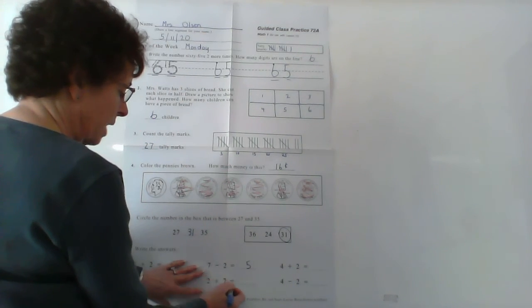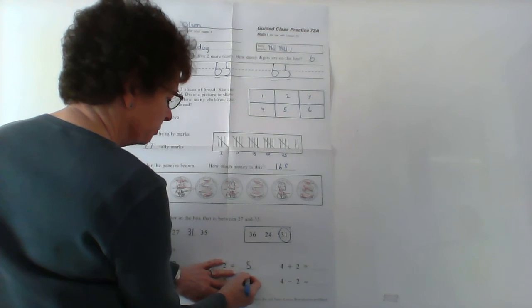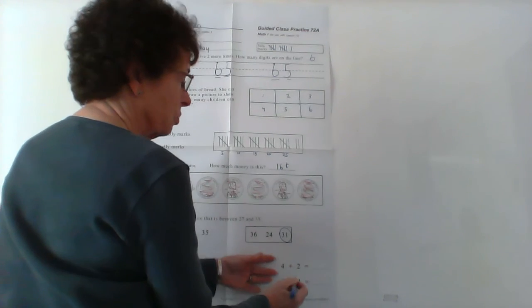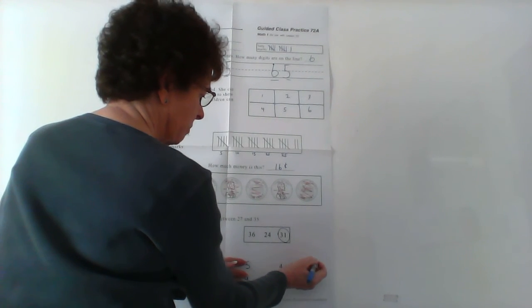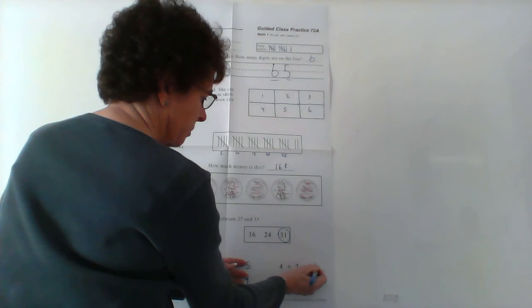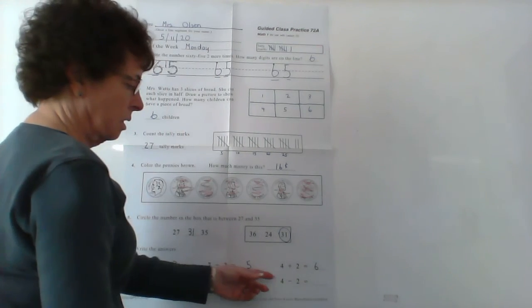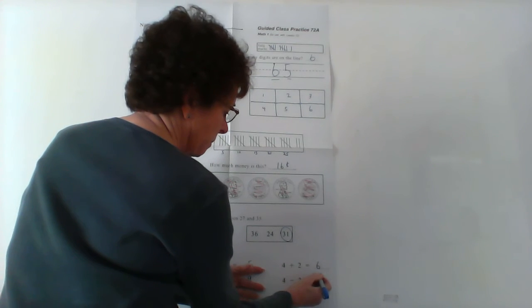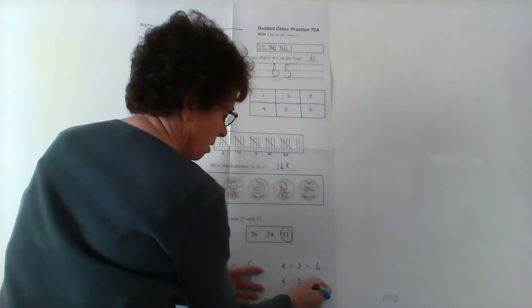But 2 plus 7 is 9. 4 plus 2 is 6. And 4 minus 2 is 2.